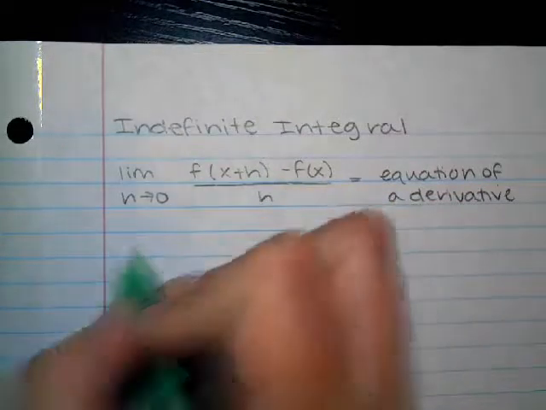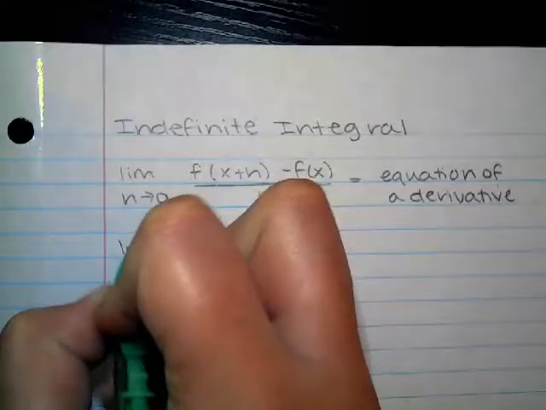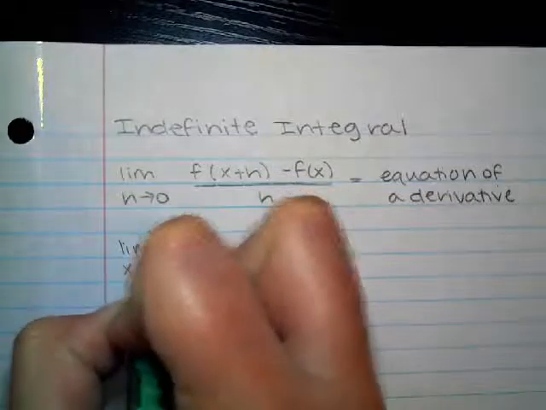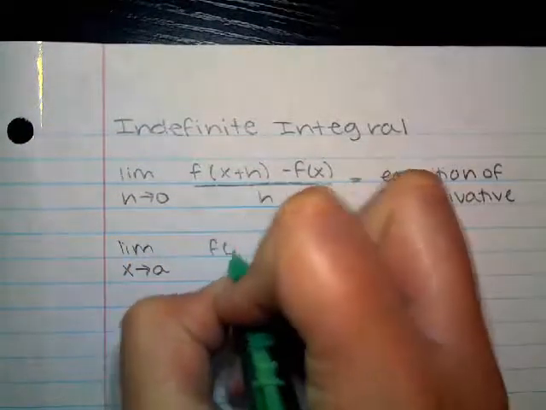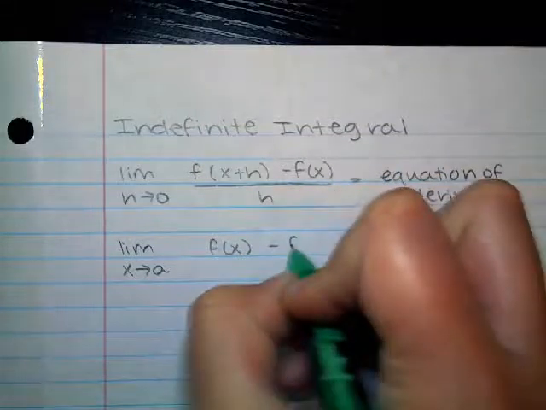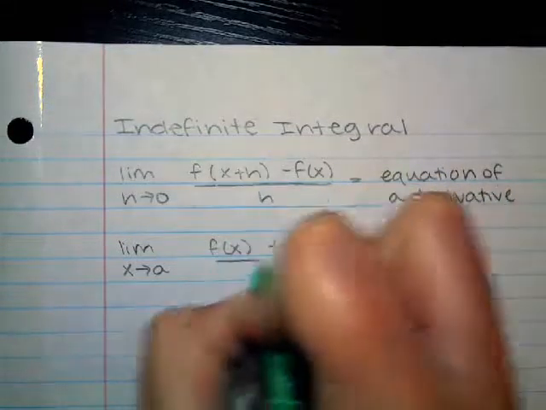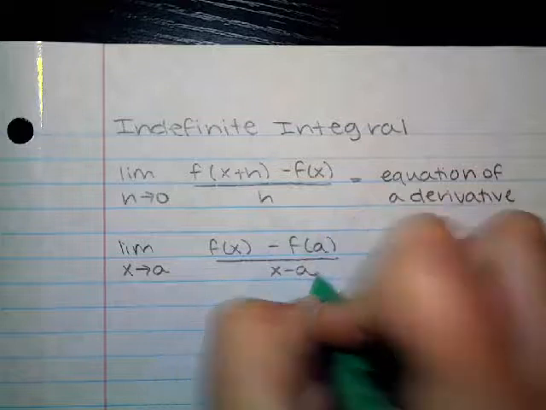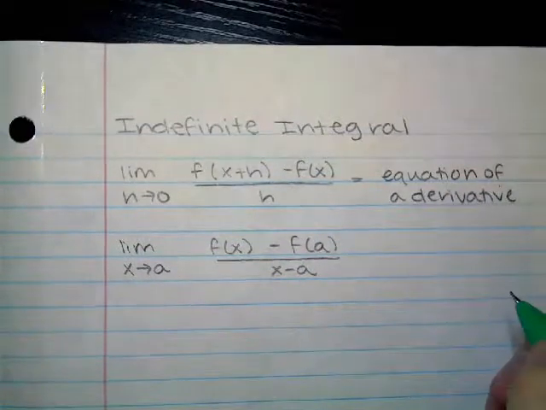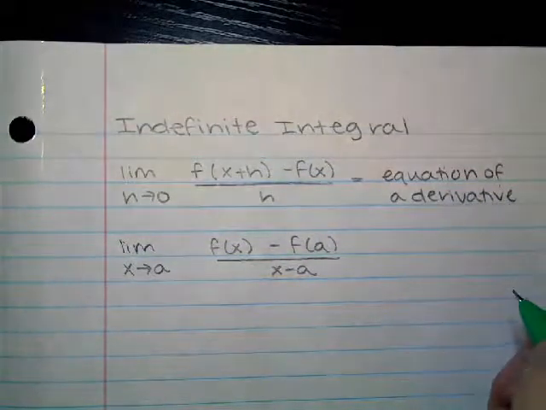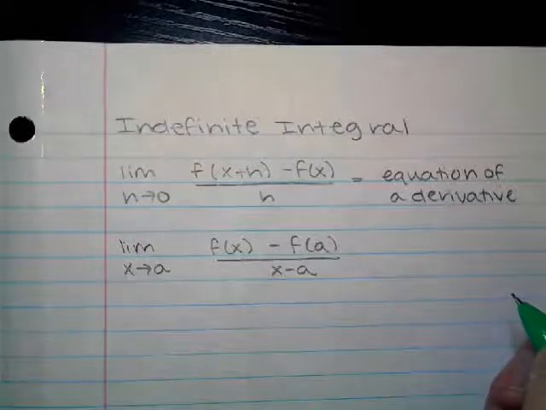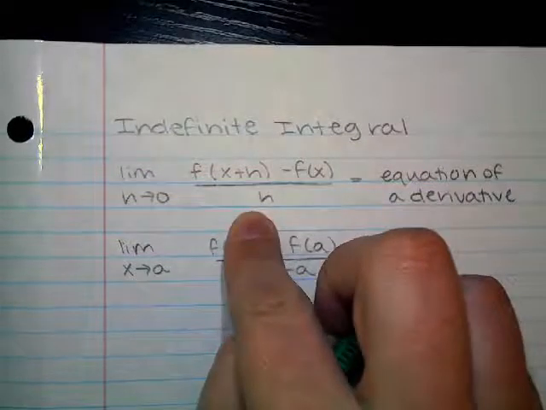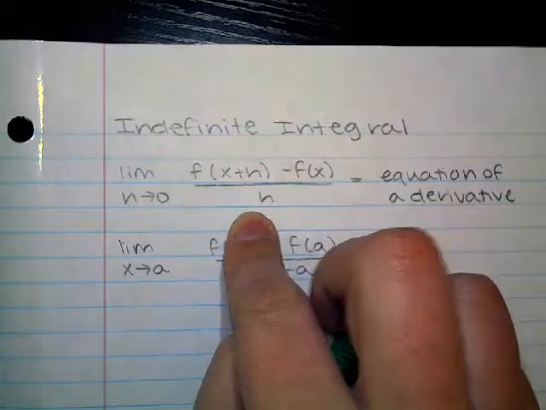Then if we use the other definition, that was the limit as x approaches a. This was the alternate definition. And it was f of x minus f of a divided by x minus a. This one we said was not as common. The first one is where all of our shortcuts came from.